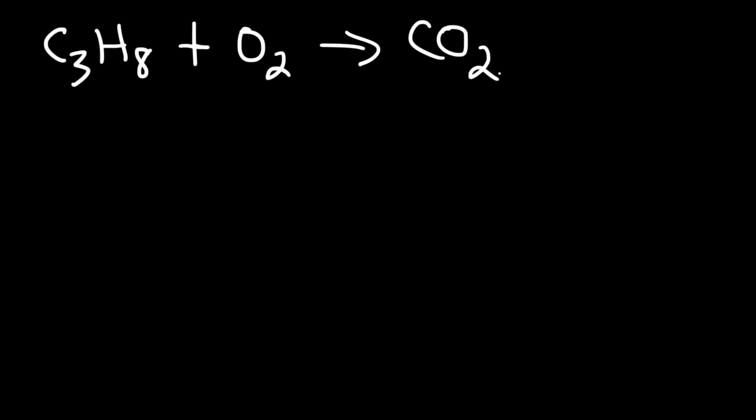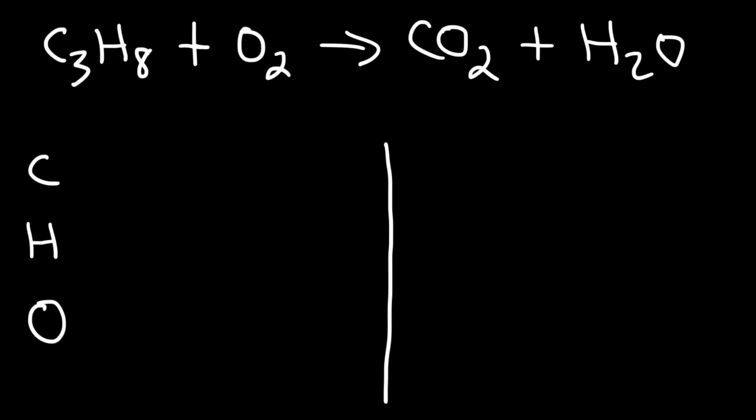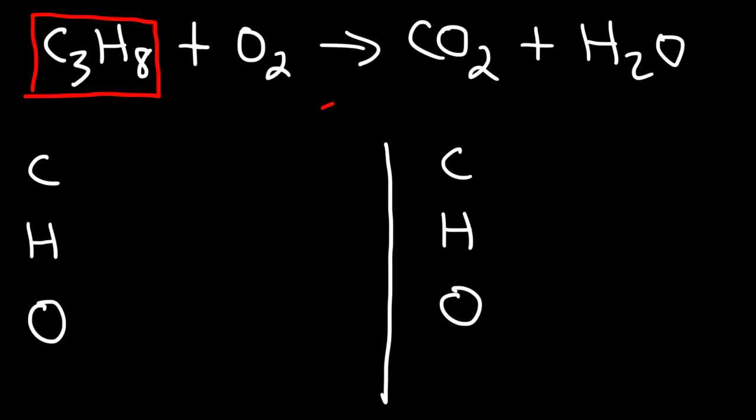Now let's try this example. We're going to react propane C3H8 with oxygen gas O2, and it's going to produce carbon dioxide CO2 plus water H2O. So this time we have 3 elements that we need to balance in this chemical reaction. This type of reaction is known as a combustion reaction. Whenever you have a hydrocarbon, like propane, reacting with oxygen gas, it's always going to produce products such as carbon dioxide and water.